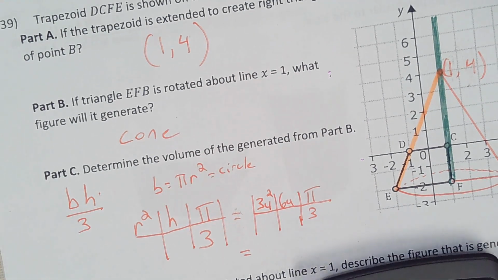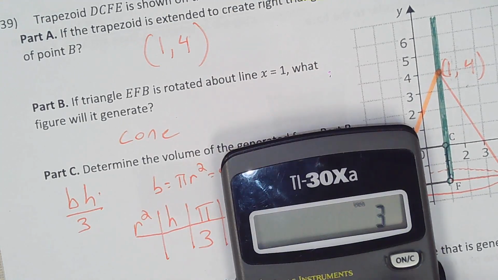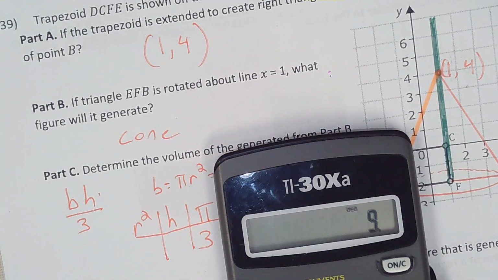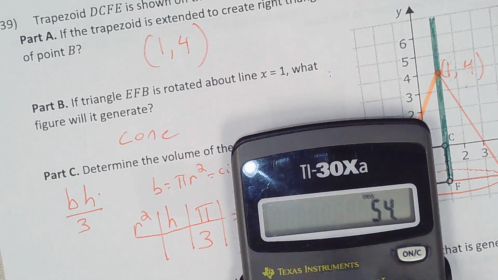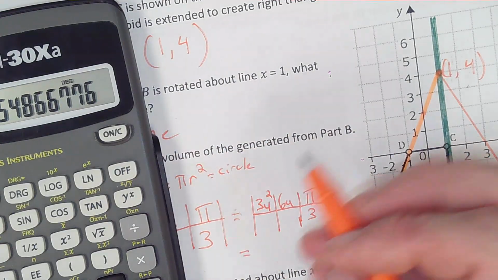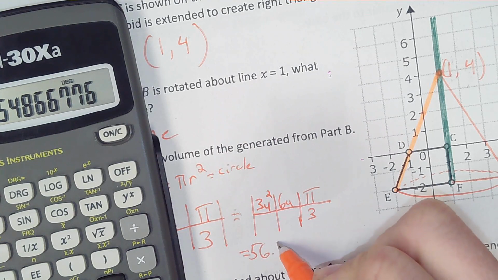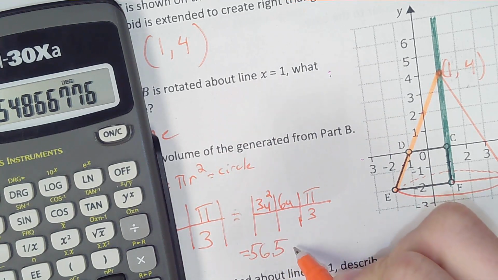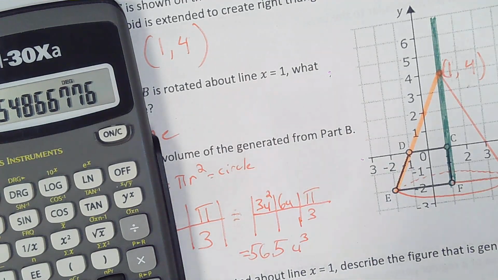calculator. 3 squared times 6 times pi divided by 3 equals 56.5 units cubed. That's how you do that one.